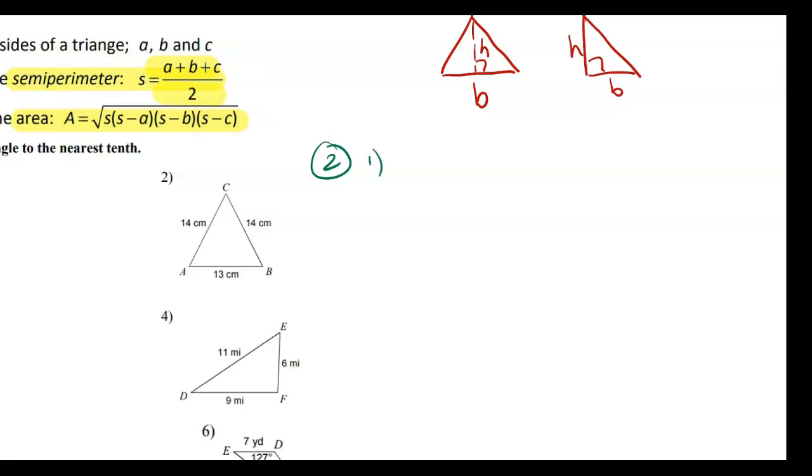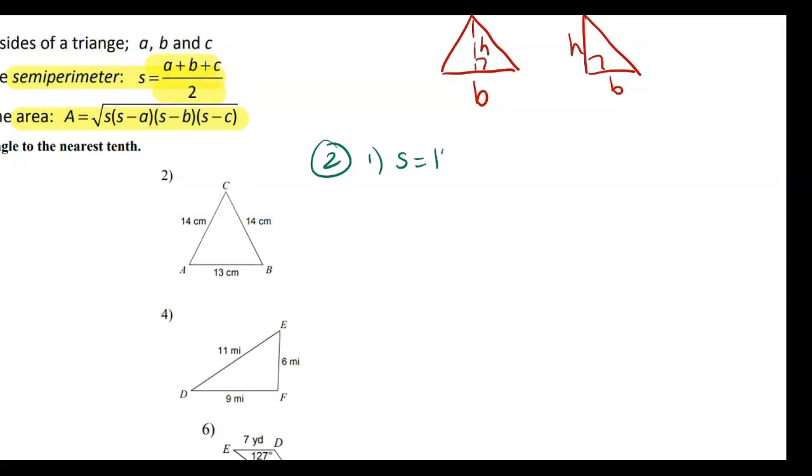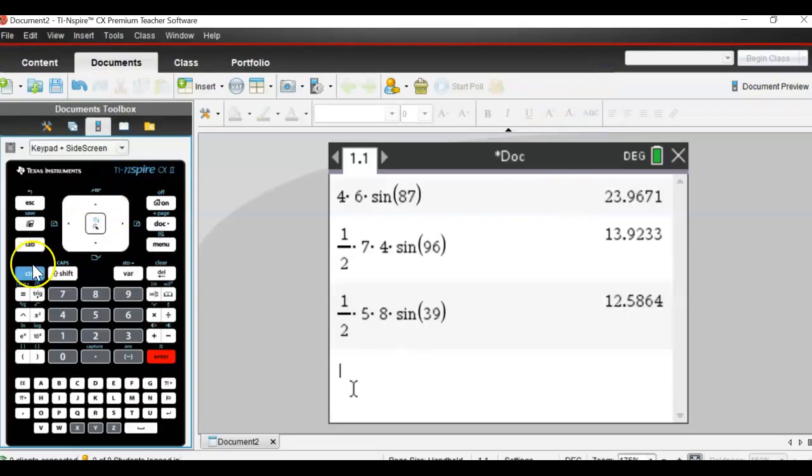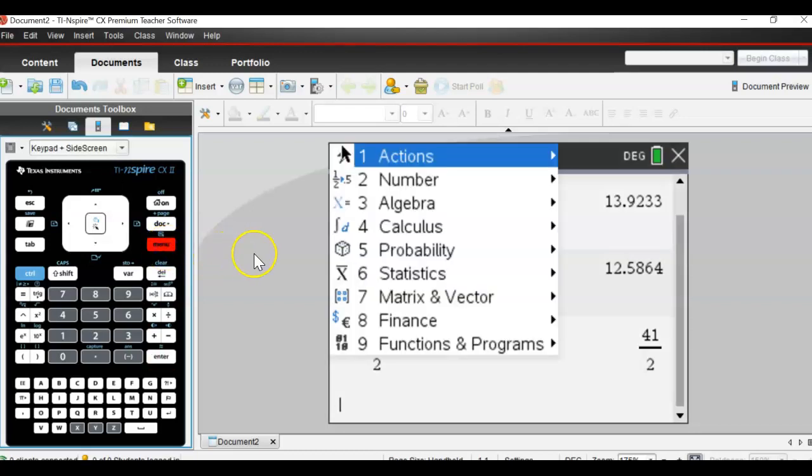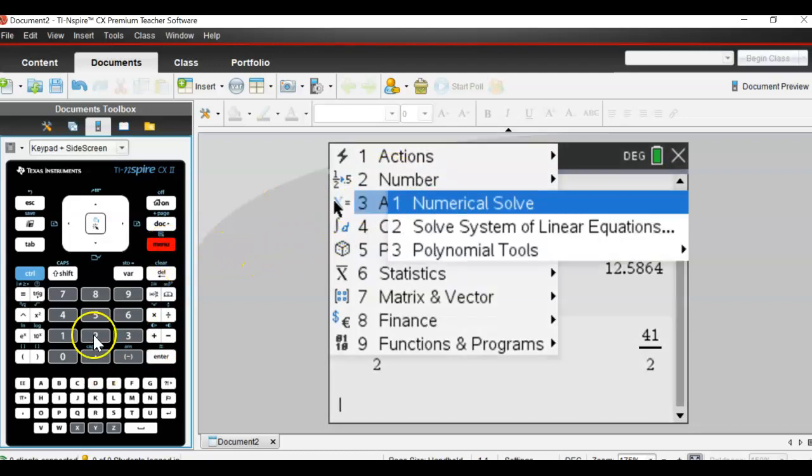So the first part of Heron's formula is to find your semi-perimeter. Your semi-perimeter is calculated by adding up your sides and then dividing them by 2. So in your calculator, I'm going to move this over. I'm going to make a fraction, and we're going to add 14 plus 14 plus 13, and we're going to divide that by 2. So this is going to give me 41/2, which is technically, if you wanted to make this into a decimal, you would need to go to number 2, which is number.